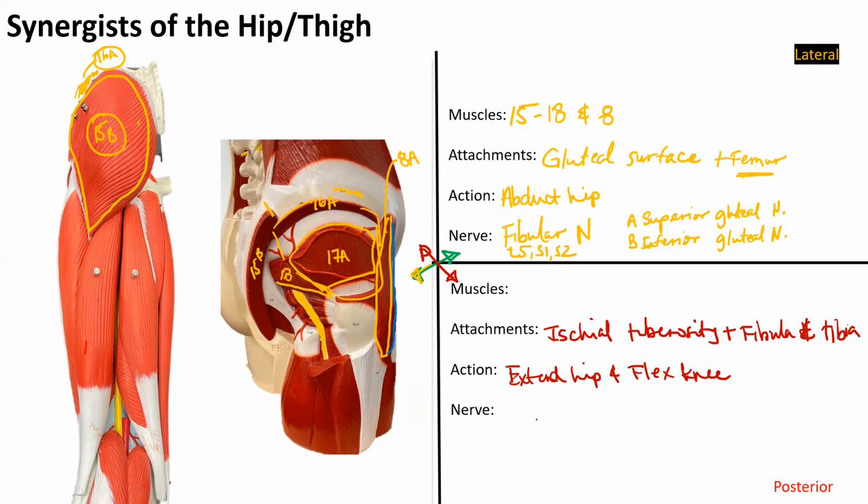Okay, and then I forgot the nerve. So the nerve here is the tibial nerve. There will be one exception though that I'm going to remember to put in here. And the tibial nerve, remember, is L5, S1, S2 innervation or segmentation.